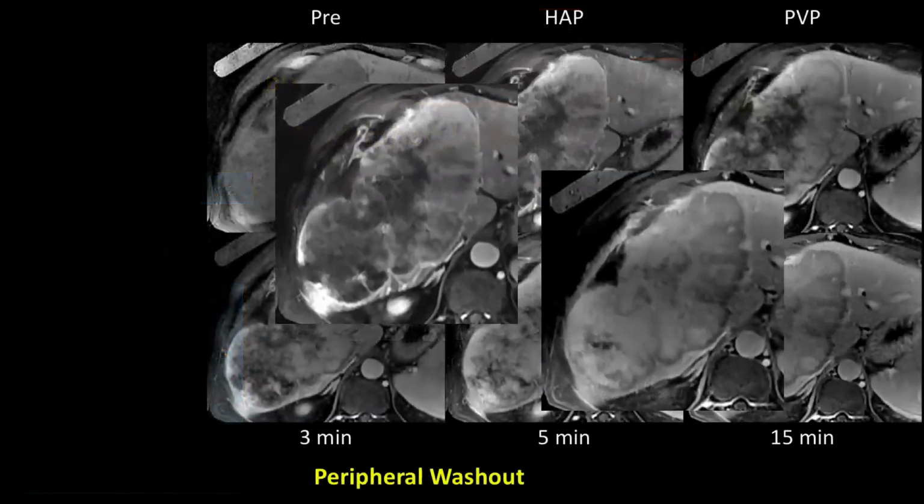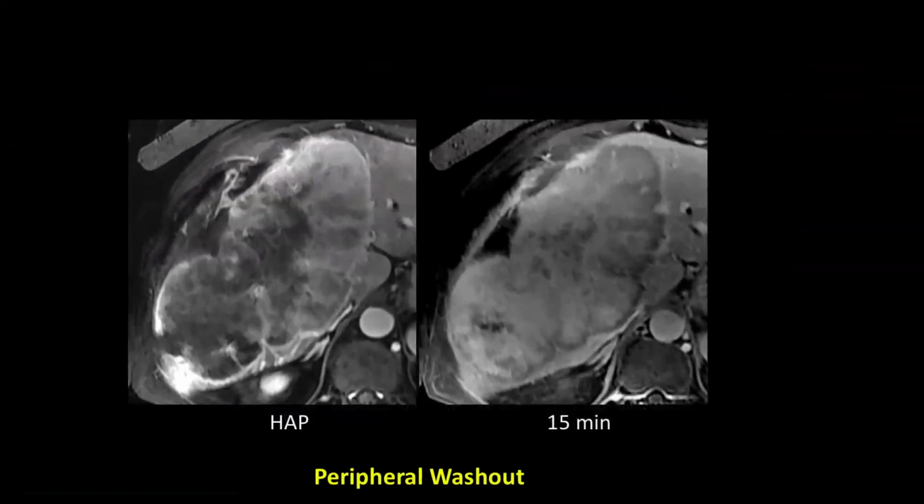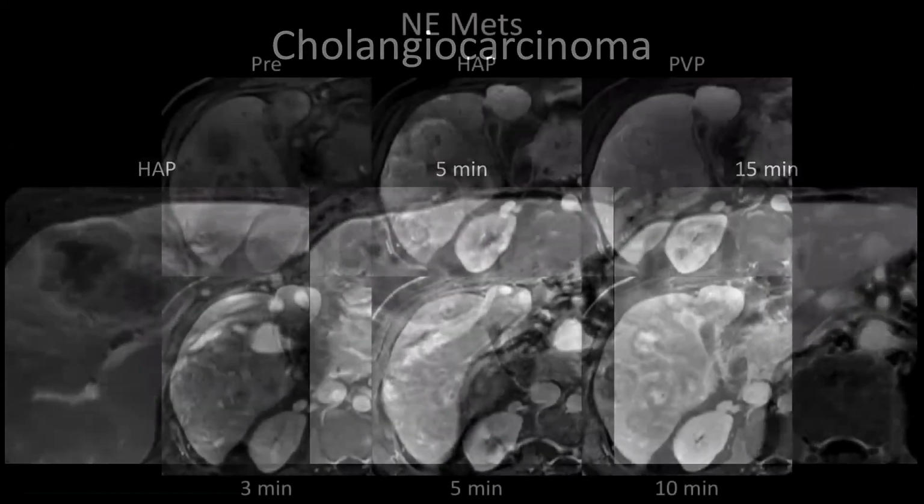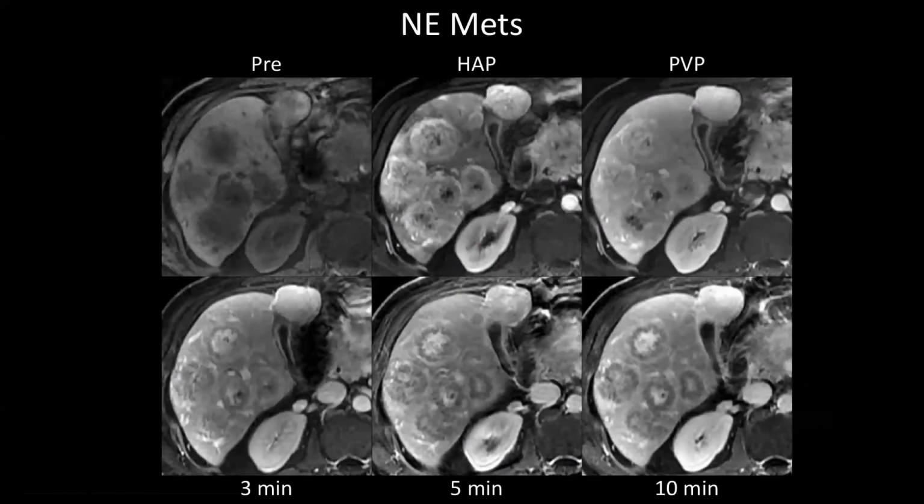This is just another example of peripheral rim enhancement, rim APHE with peripheral washout, just to give you another look at what that looks like. This is the peripheral washout appearance. Just to show you a cholangiocarcinoma that has rim APHE initially, notice the peripheral washout with the central enhancement. And here is a patient with neuroendocrine mets. Notice the rim enhancement in the arterial phase. Notice the contrast gradually getting into the spongy middle with peripheral washout.